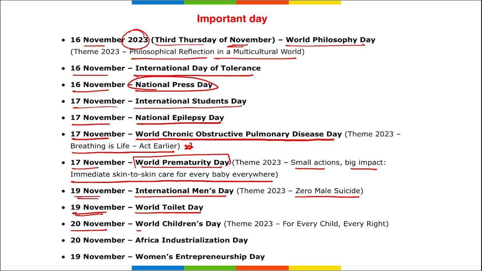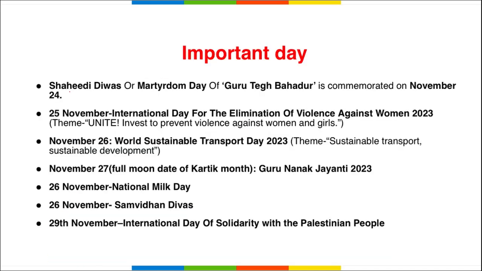20th of November as World Children's Day with the theme For Every Child, Every Right. 20th of November as Africa Industrialization Day. 19th of November as World Women's Entrepreneurship Day. Also take note, this is important. Next is Shahidi Divas, or Martyrdom Day, observed on the 24th of November, to commemorate Guru Tegh Bahadur's martyrdom. Shahidi Divas or Martyrdom Day on 24th of November.